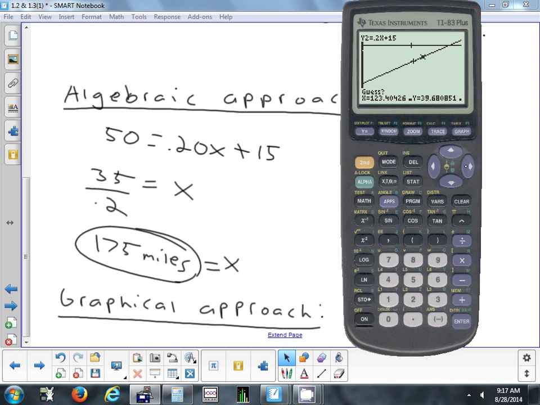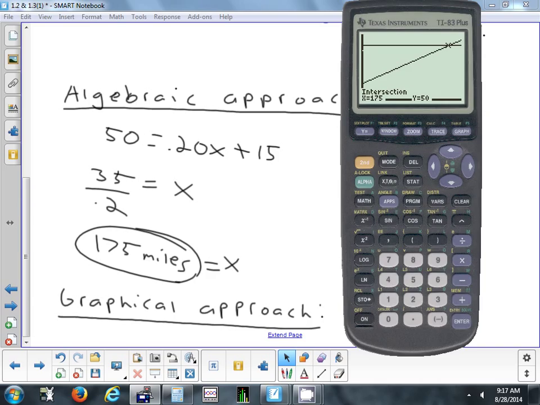And the reason why it asks you for that is because let's say you had 6 lines on the screen. Well, the calculator wouldn't know which 2 you want to find where they cross. We only have 2 on the screen anyway. But if you had more than 2, you've got to tell the calculator which 2 you want to find the intersection for. Okay, and then the guess. The guess isn't overly important. The closer you go to the actual point, the faster it'll tell you the answer. So I hit enter. Tells me the answer pretty quickly. When x is 175, the cost is $50.